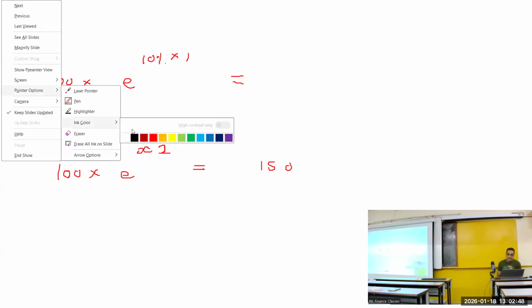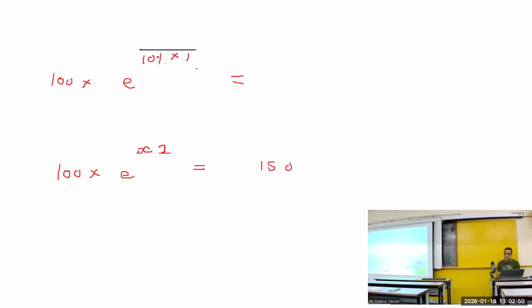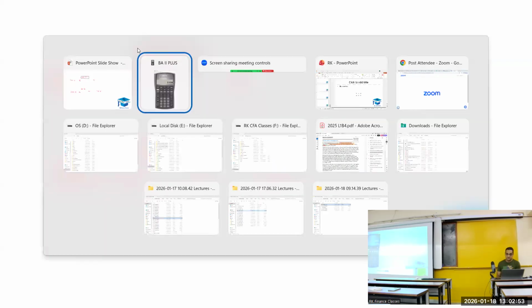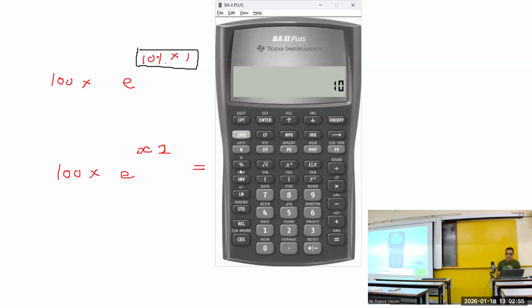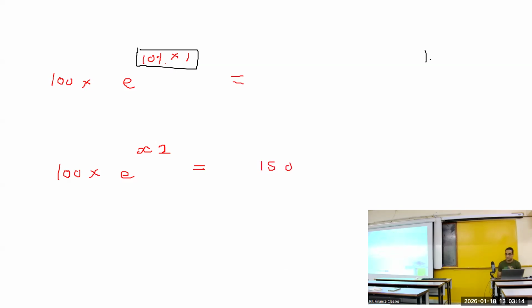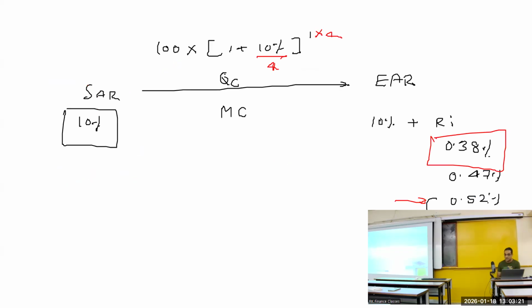So how to do the first one? First you do this 10% into 1. And then to do the e, press second and ln. So to do e you have to press second ln, and then you have to do into 100. You got 110.52, and then you do that minus 100 divided by 100 to get the answer in percentage. You got the same answer, 10.52%. That means 110.52 leads to 10.52% as a return, which we got over here.